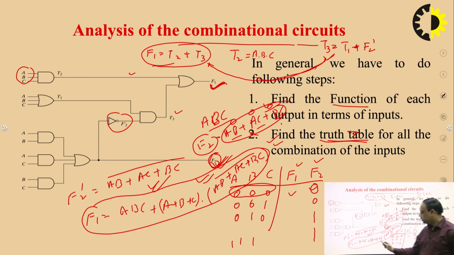For F1 we have to place the value over here. So if we take the example of all 0, this became 0, this became 0 and this became 1. So 1 multiplied by 0 is again 0. So in this way for each combination we have to produce a truth table. In the analysis we have to find out the function of the given circuit, and with the help of the function and for all the possible combinations of the input we have to find out the truth table of the given circuit.